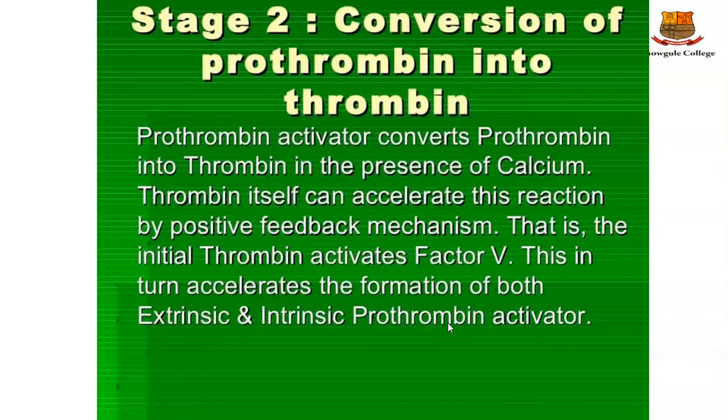Stage 2 is the conversion of prothrombin into thrombin. Prothrombin activator converts prothrombin into thrombin in the presence of calcium. So here calcium is required. Thrombin itself can accelerate this reaction by a positive feedback mechanism. That is, the initial thrombin activates factor 5. This in turn accelerates the formation of both extrinsic and intrinsic prothrombin activator.